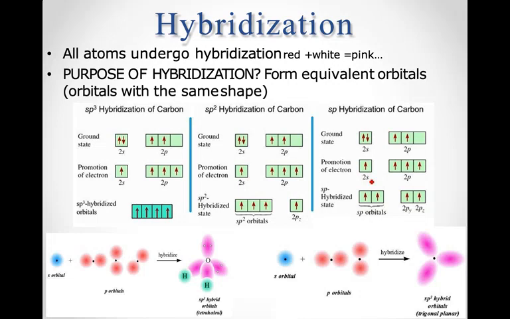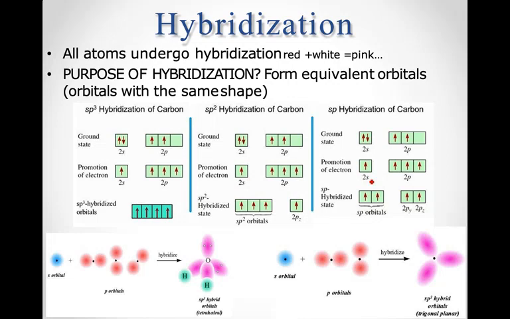What is the purpose of hybridization? The purpose of hybridization is forming equivalent orbitals, orbitals with the same shape. As you can see in the sp3 hybridization of carbon, the ground state is 2s2 2p2. As one electron gets excited, it jumps from the 2s orbital to the empty 2p orbital. Now the sp3 hybridized orbital is as follows.